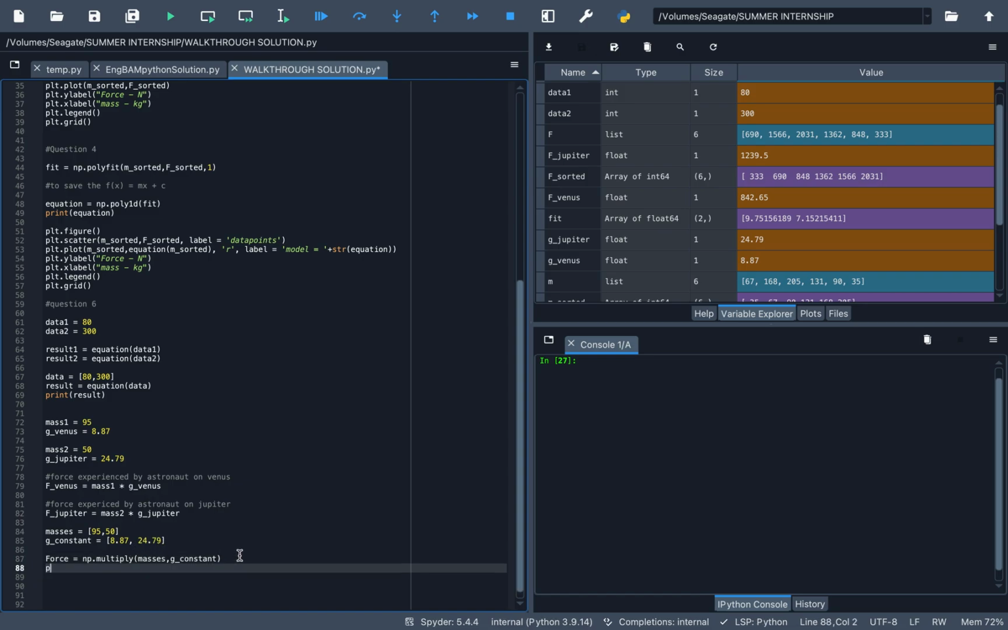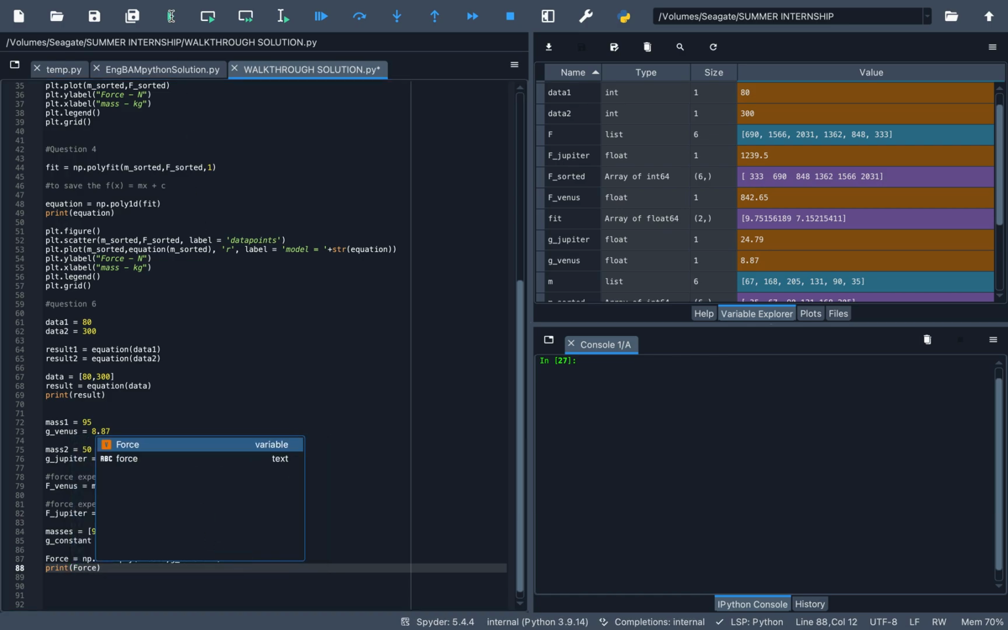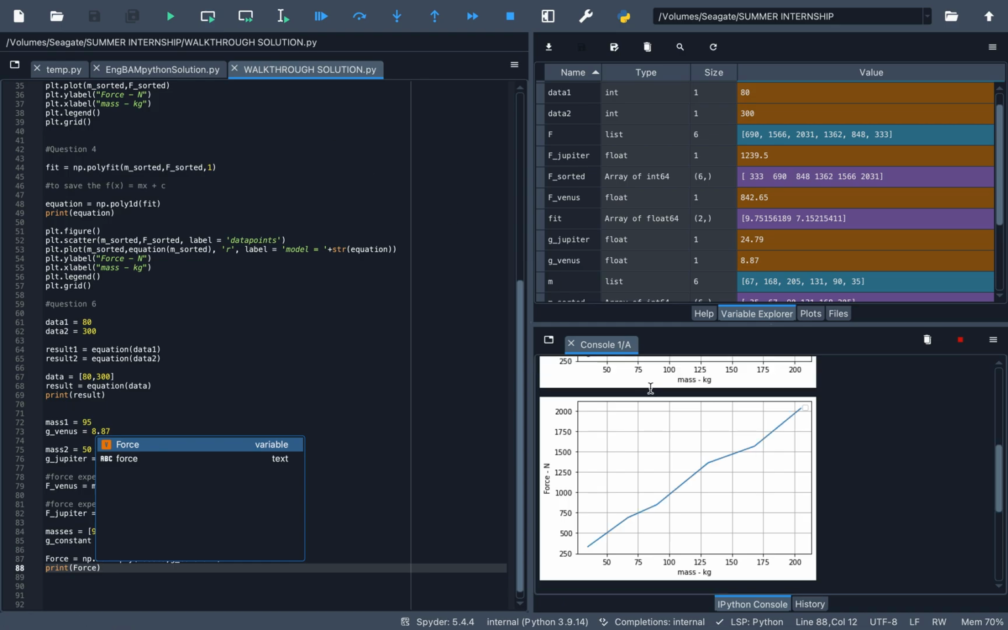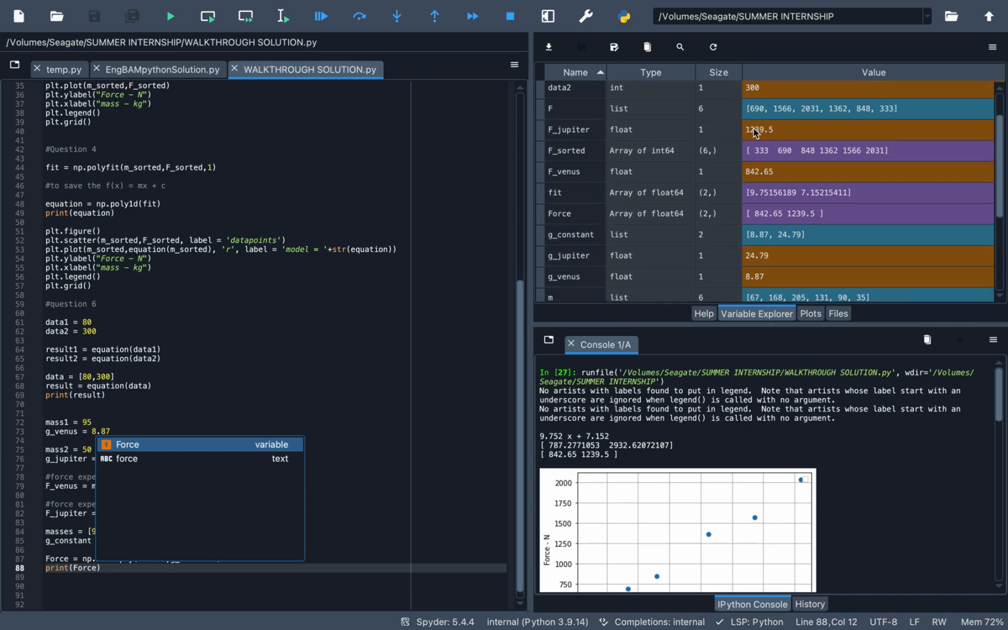So we can then say print force. So we can run that, and you can see here we have the values 842.65 and 1239.5 Newton, which is the same as this, the force on Venus and the force on Jupiter.